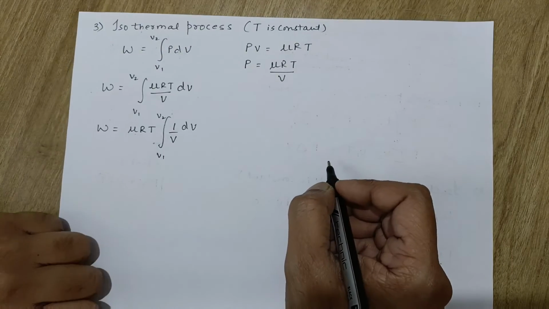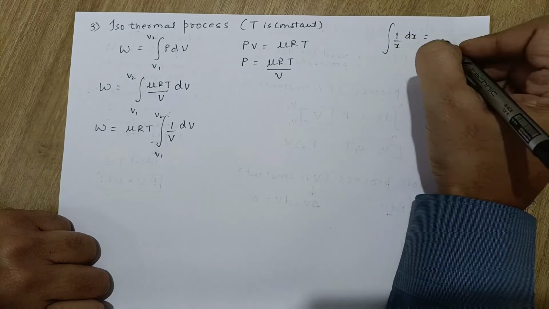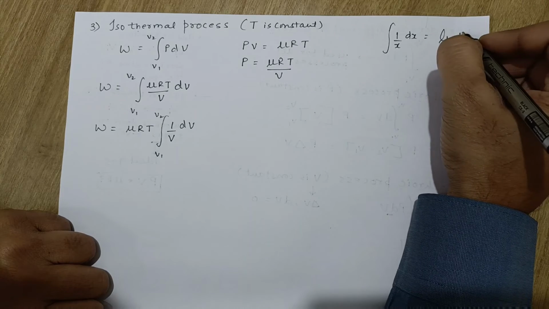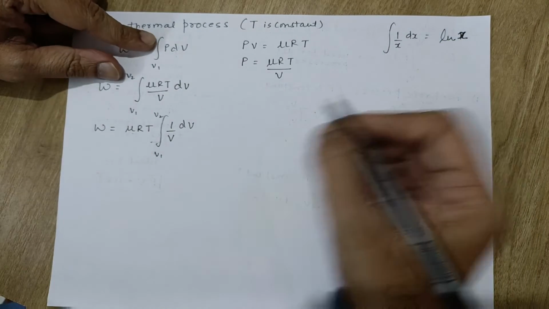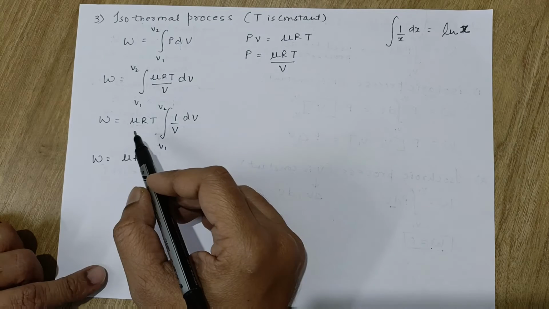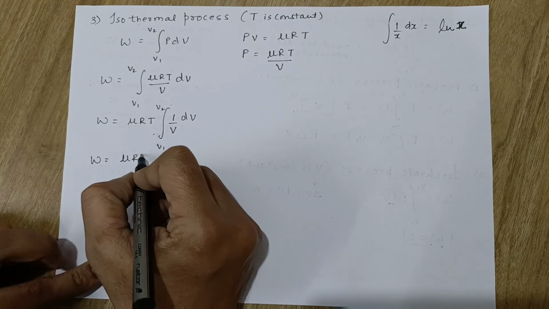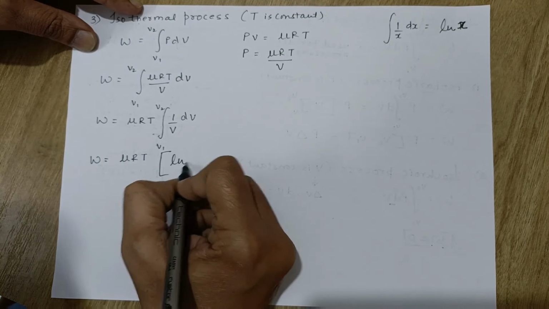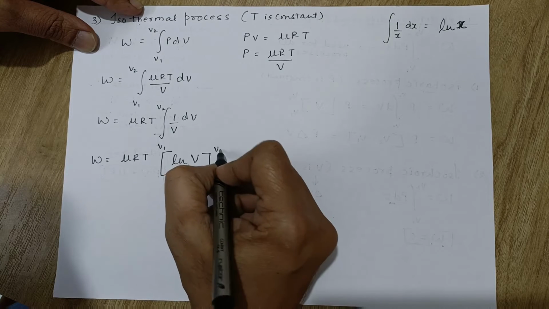Now in maths you already know that the integration of 1 by x dx is the natural log, ln x, that is log to the base e, not to the base 10, right? In the same way, since mu, r and t are constants, they are going to come out, so mu r t, and the integration of 1 by v is natural log, or log to the base e, times v from v1 to v2.